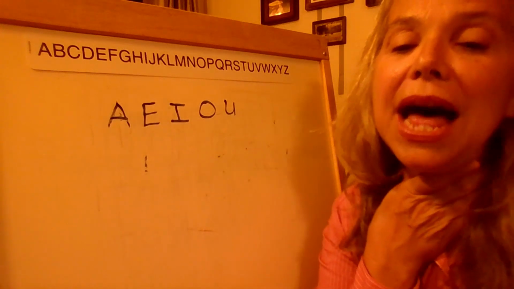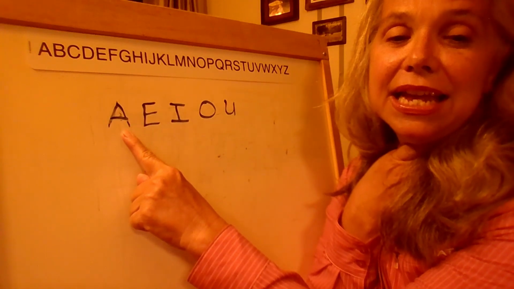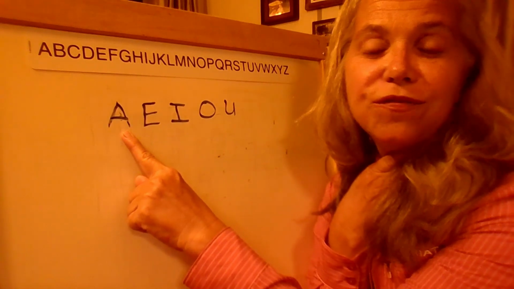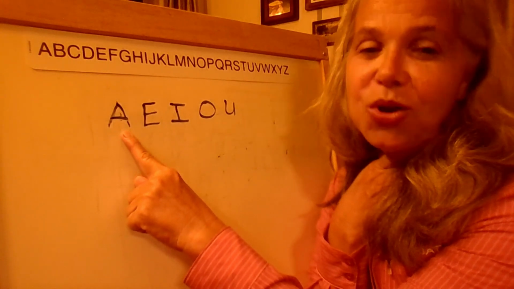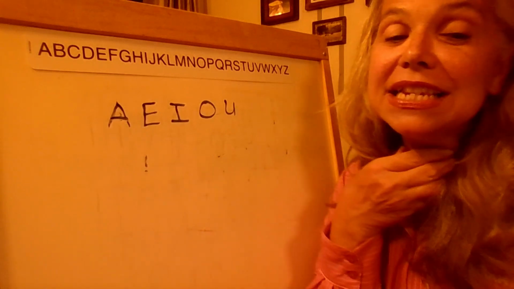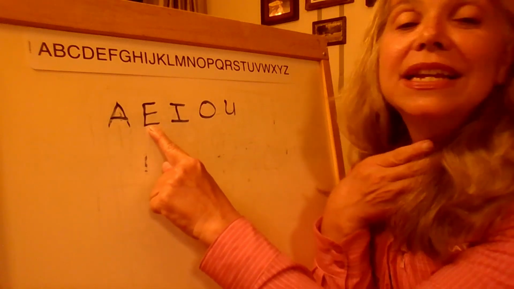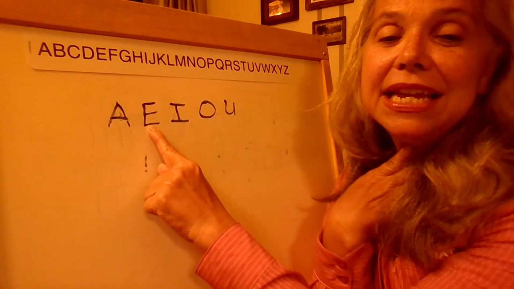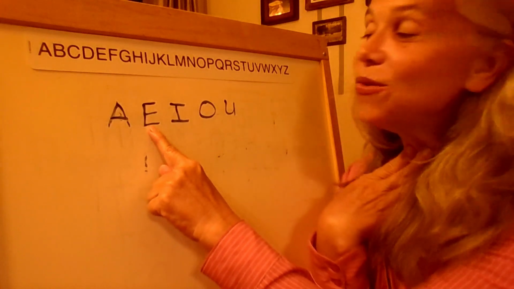Now touch your throat lightly with your hand and say the vowels again. A. Can you feel your vocal cords vibrate or move? Yes, this is a voice sound. When a sound is made with an open mouth and the sound is voiced, then that letter is a vowel. Let's check the next one. Touch your vocal cords. E. Feel it vibrate? Our mouth is open and the sound is voiced.